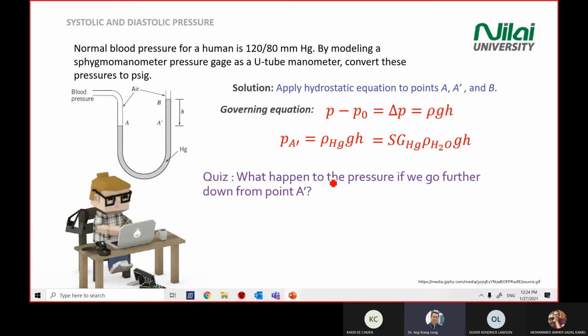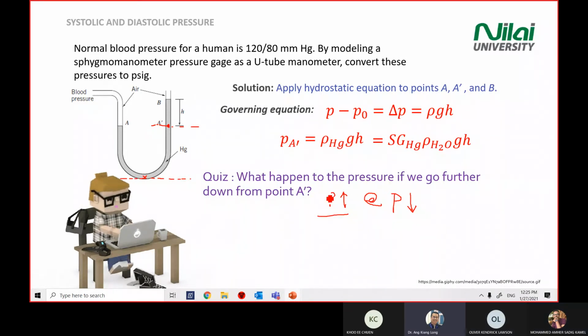Just a quiz, or just a short question to ponder. What happens if, let's say, you are staying at A prime point? What happens to the pressure if you go down from point A? What do you think the pressure will be? Will the pressure increase, or will the pressure decrease? Increase. Correct.